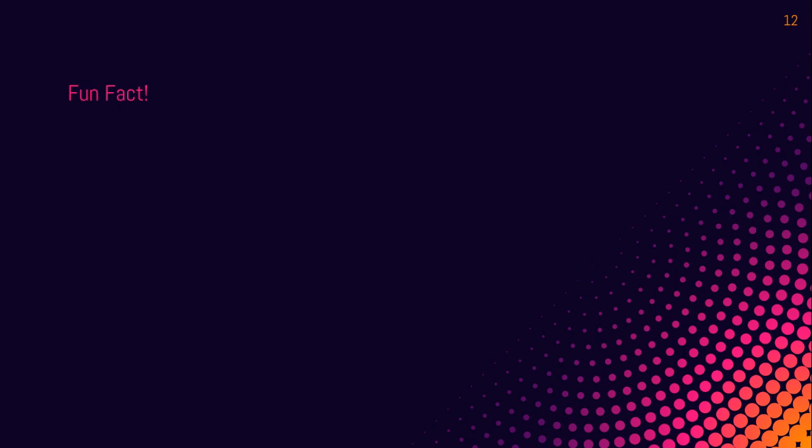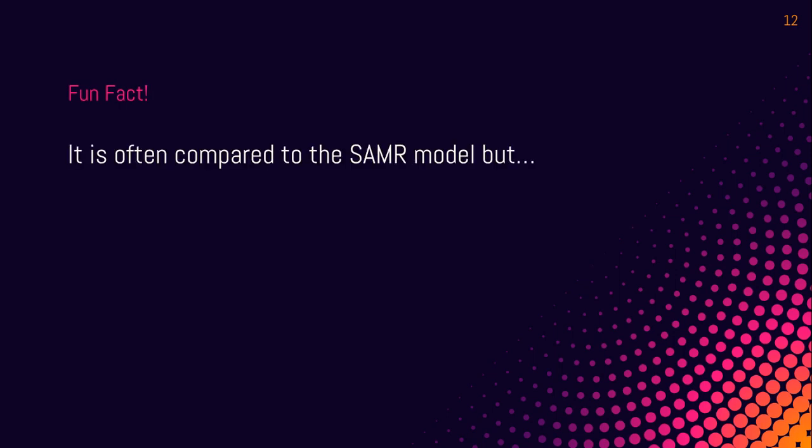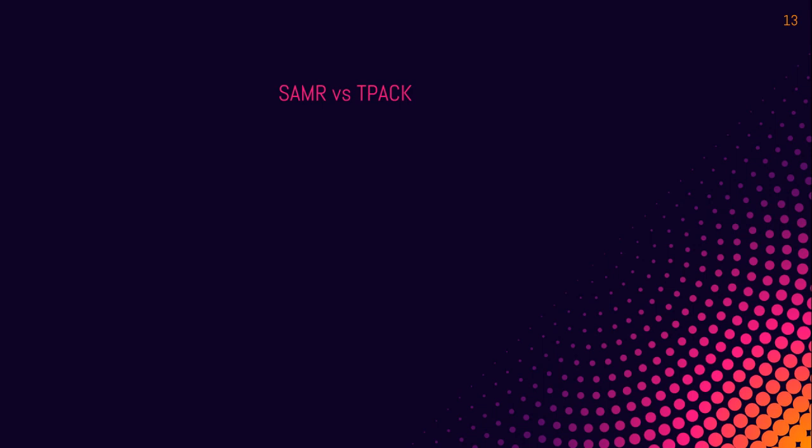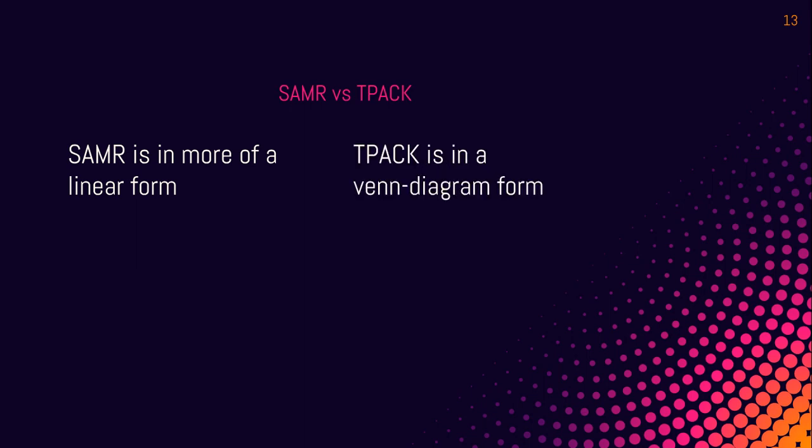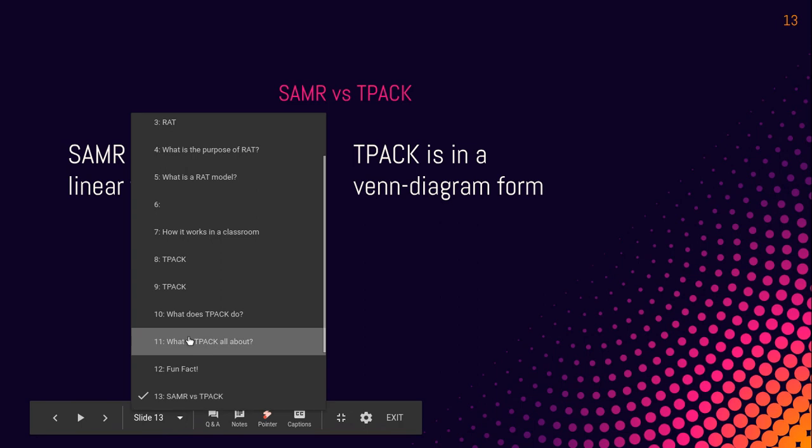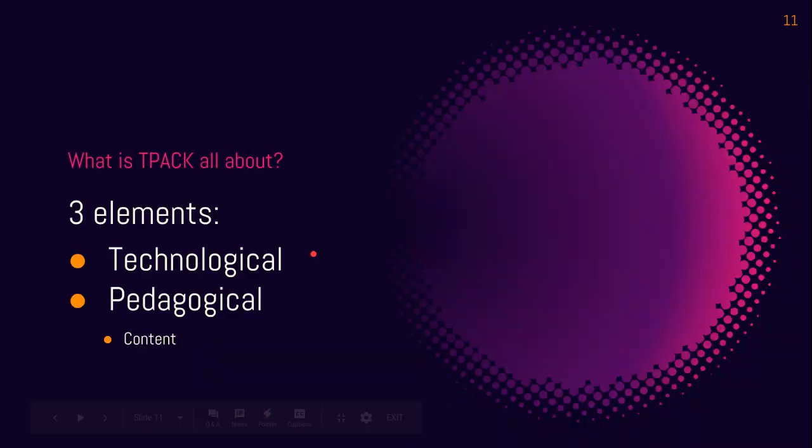So I have a small fun fact for y'all. TPACK is often closely compared to the SAMR model, but they're just a little bit different. I'm going to tell you a couple of basic differences between SAMR and TPACK. First, I'm going to talk about the shape and model. SAMR is in more of a linear form, in which most teachers think they have to go in order from top to bottom, kind of like the RAT model, but you don't have to. TPACK, on the other hand, is in a Venn diagram form, like what we saw on this slide here.